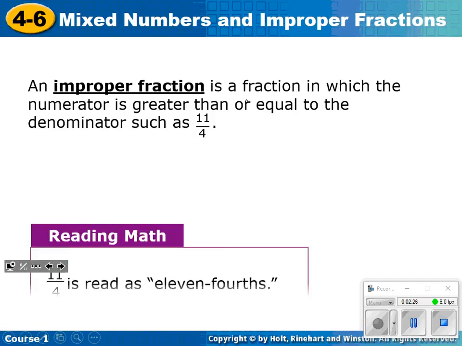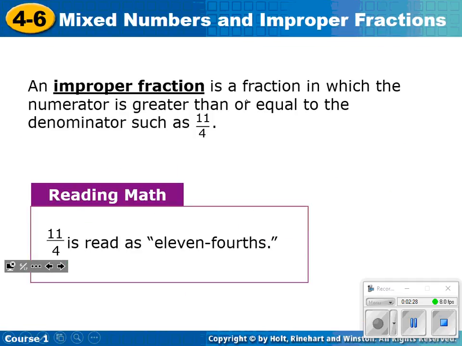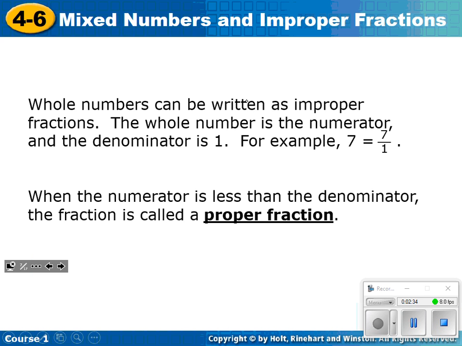So it says an improper fraction is a fraction where the numerator is greater than or equal to the denominator, such as 11/4. That's read as 11/4. Whole numbers can be written as improper fractions. The whole number is the numerator and the denominator is 1. For example, 7 equals 7/1. Okay? If you want to make a whole number a fraction, just put a little line under it and put a 1 under it. Make the whole number a fraction by being 7/1.